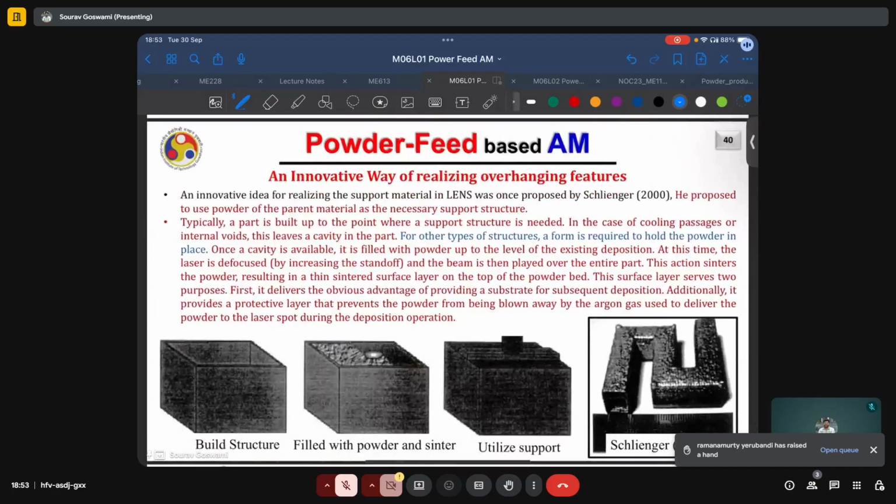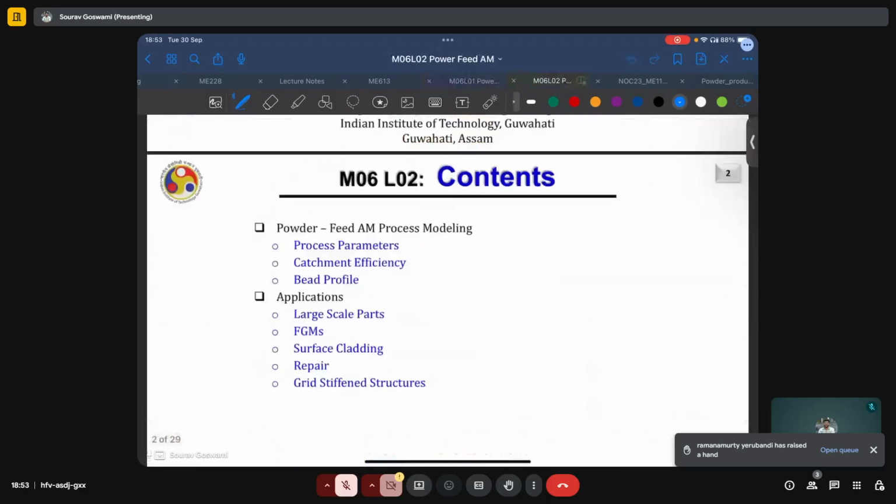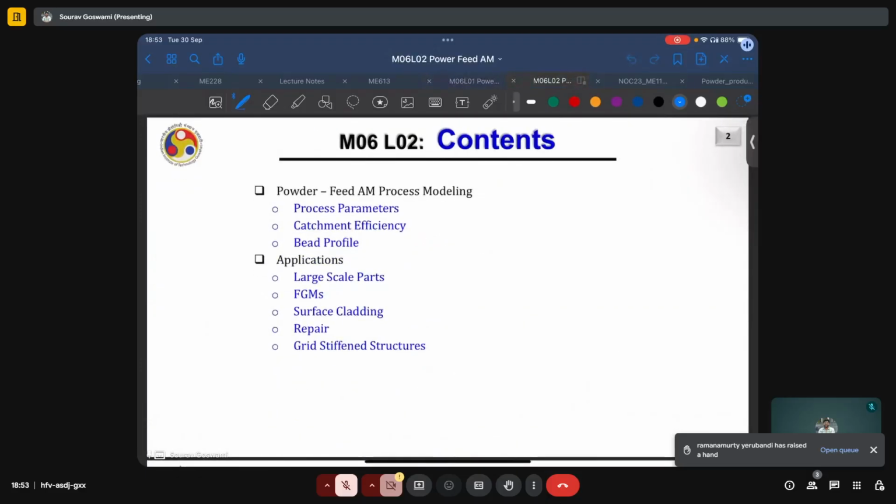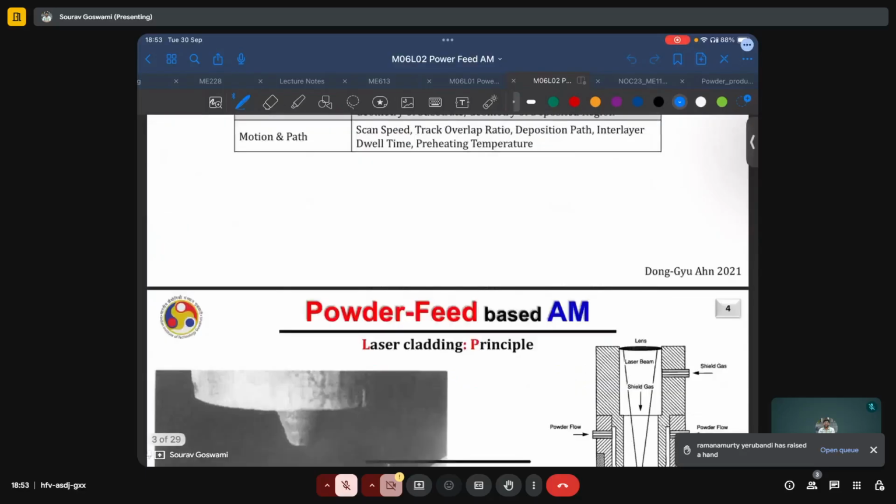And Professor Kapil also described this innovative way of developing duct-like or hollow prismatic structures. So I'm not sharing it again. Now we'll discuss some of the other aspects that were presented this week, typically in terms of powder feed and process modeling and its applications.